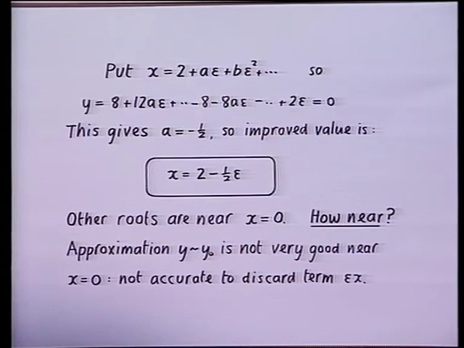That deals with the root near x equals 2. There were two other roots near the origin. In fact, one root is at the origin. It's quite clear from the original expression that if you substitute x equals 0, y is 0. But what about the other root near x equals 0?